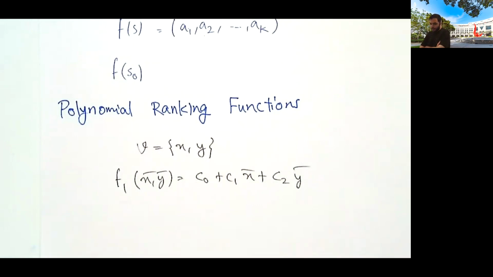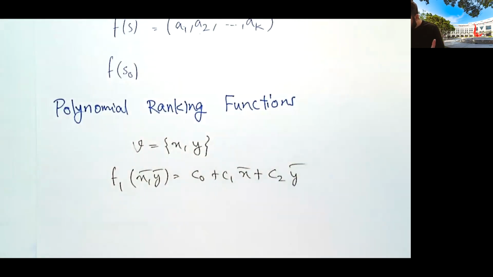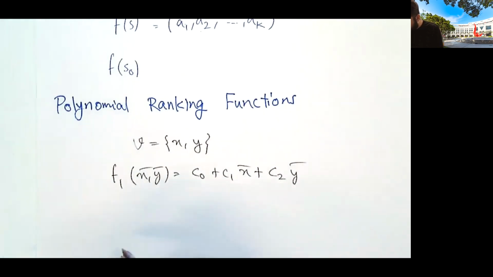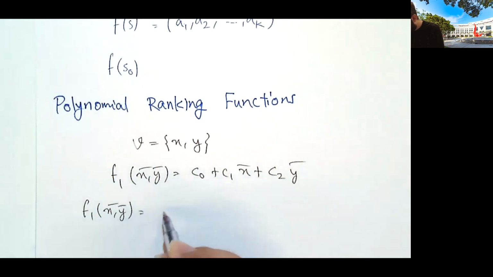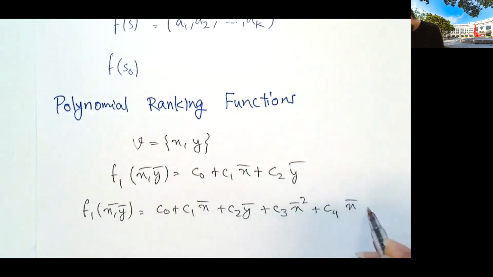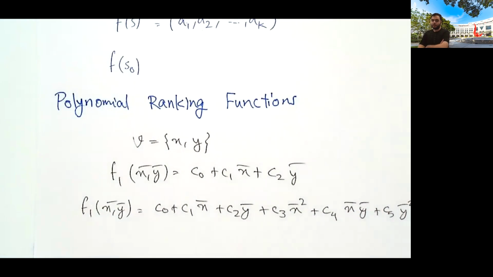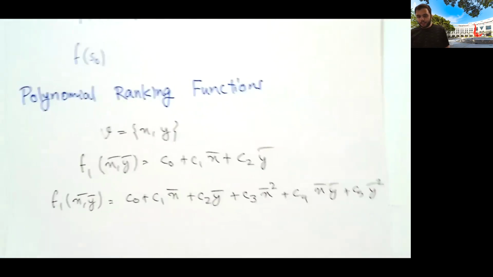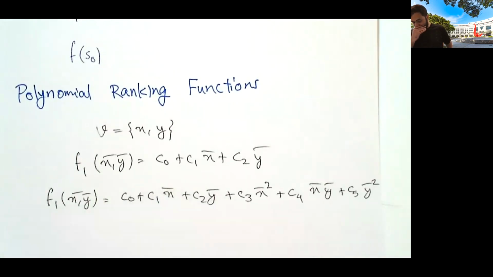But what happens if we look at polynomial ranking functions? So let's say that I want, for example, a quadratic ranking function. So I want f1 of xy to be C0 + C1x + C2y + C3 x squared + C4xy + C5y squared. Okay. What happens if I have these kinds of constraints, these kinds of ranking functions?